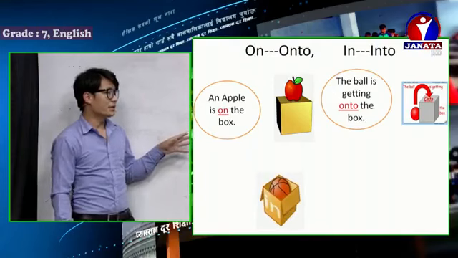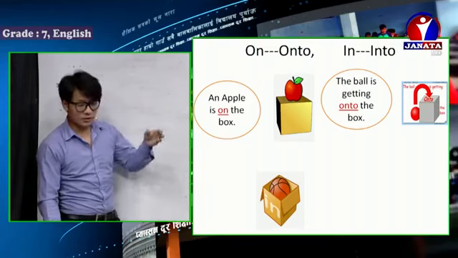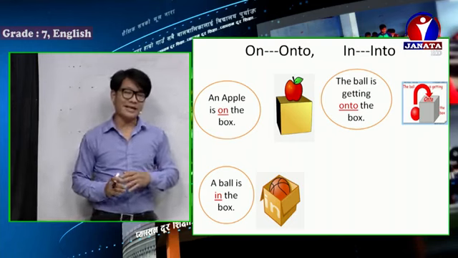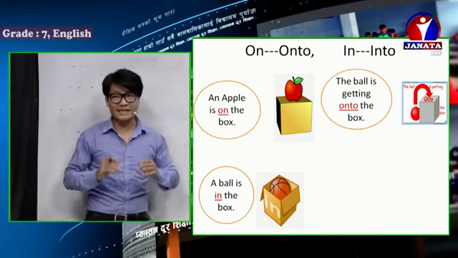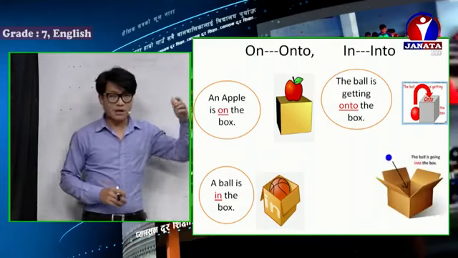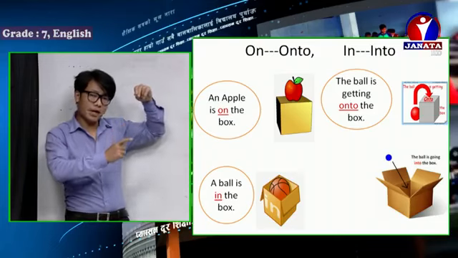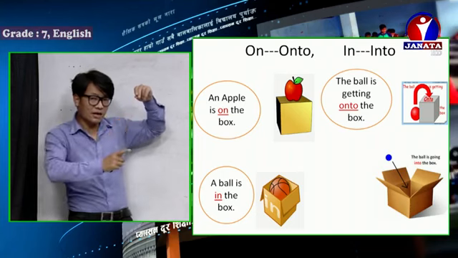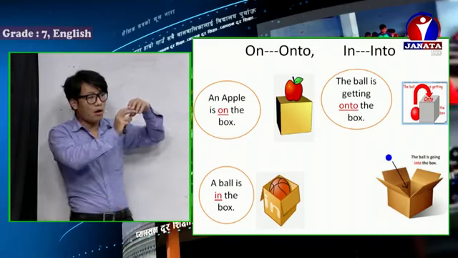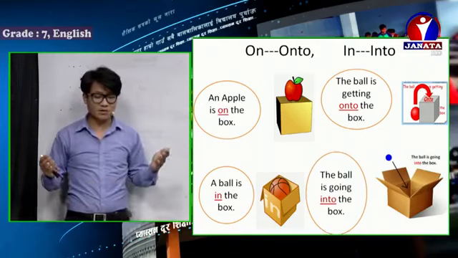Next picture, see this. You can see a ball and a box, and the ball is inside the box. So we use here, a ball is in the box. Now let me give you another example. See, a box is there and a blue ball is there, and there is a black arrow, and this black arrow shows that the ball is going to be inside the box. In such a case we use, the ball is going into the box.